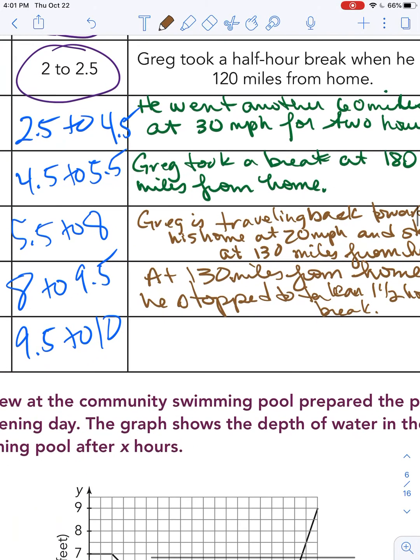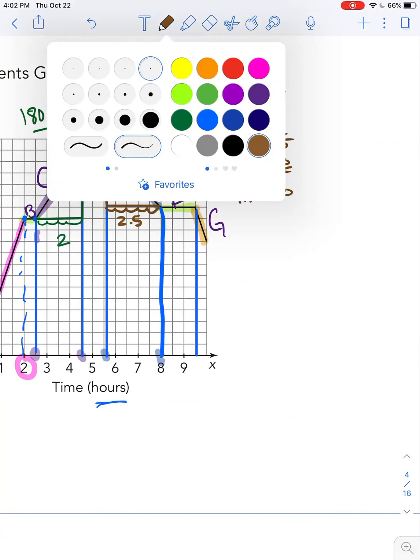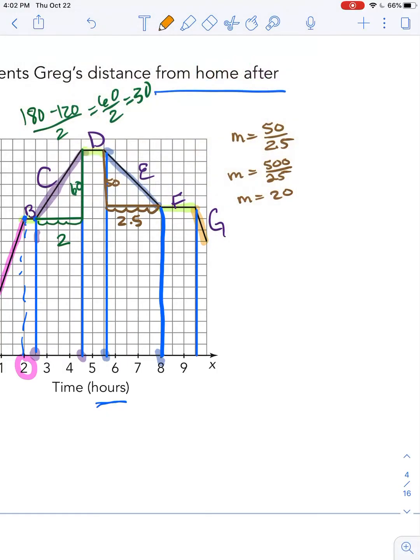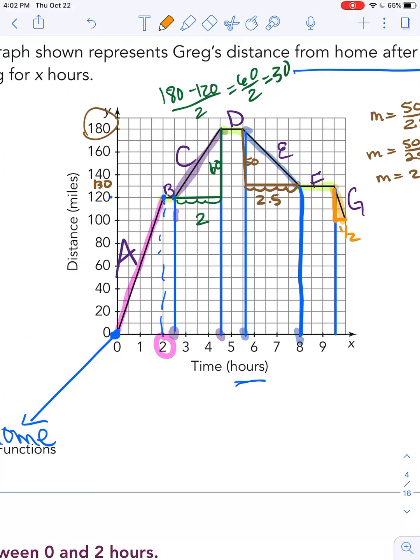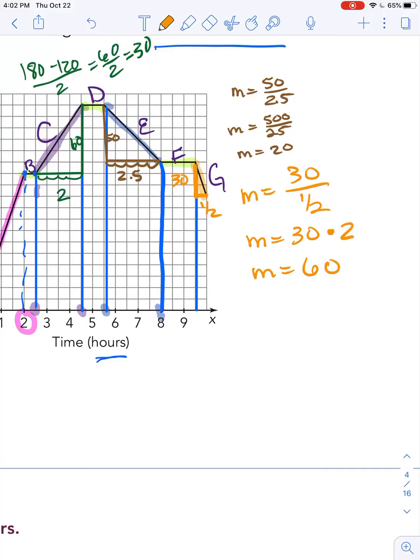Okay. And then last but not least, he's still going back towards the house now. We're going to use yellow or orange. Okay, so we're going to draw this right here. So this down here is a half an hour. And he's at 100 to 130, so that's 30 tall. So if I'm going to find the slope of this, 30 divided by 1/2. Remember, we can't divide by a half. We have to multiply by the reciprocal. And that would be 60 miles per hour.